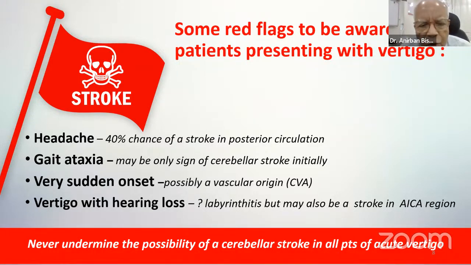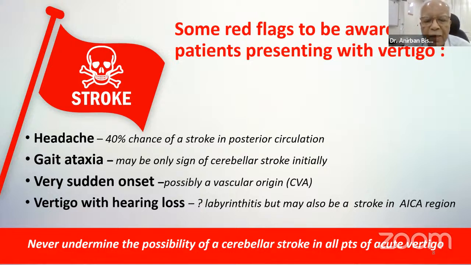Then very sudden onset, possibly of vascular origin, may be severe. For example, a patient says: I was cooking at home and suddenly everything started spinning so severely that I fell down. So that can be a very sudden severe onset. It can be of vascular origin, like a cerebrovascular accident. If there is vertigo with hearing loss, do not think that vertigo with hearing loss is just due to Meniere's disease or labyrinthitis, which is a peripheral disorder.